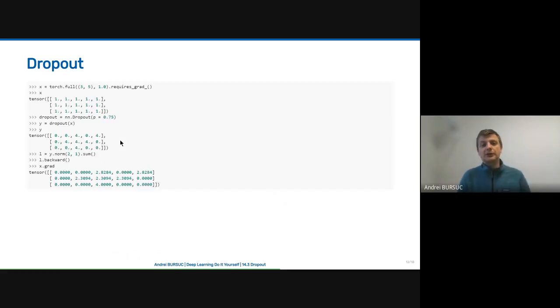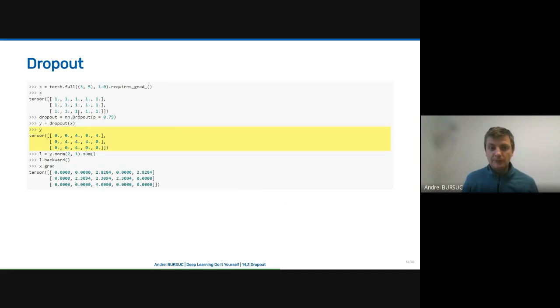To see how it works in PyTorch, we'll have an example where we apply dropout on a tensor. In practice, it will be applied on a tensor of weights or activations, sorry. Here I have X, a tensor full of ones, and I define a dropout layer with probability of dropping out 0.75. When I pass my X through dropout, I get this result Y, and we can see that I have mostly zeros. These are dropped out, and here I have some values which are 4, right?